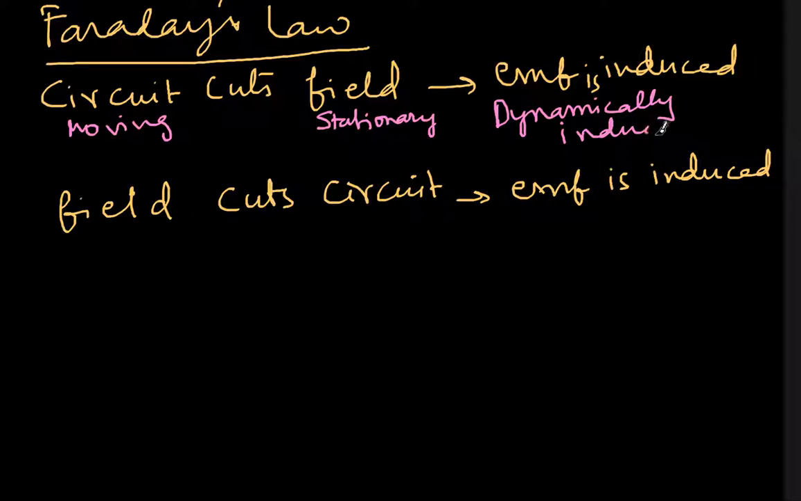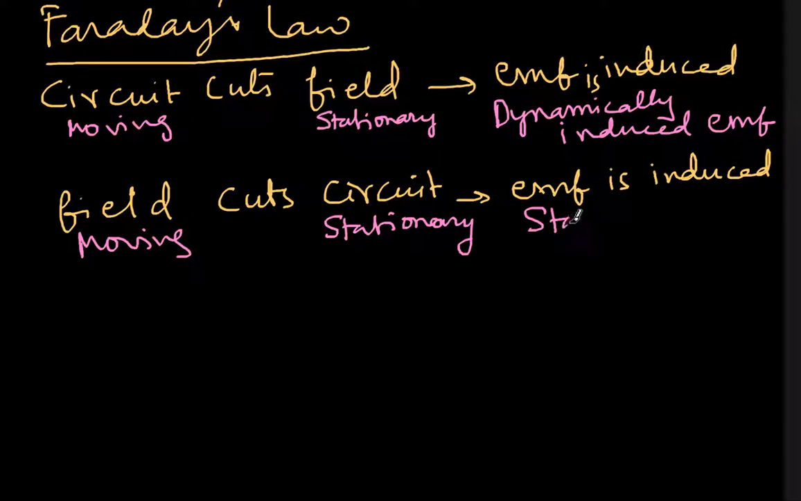Dynamically induced EMF. Whereas if you consider the other case, where the field is cutting the electrical circuit, the circuit is stationary and the field is moving, a magnetic field which is moving and cutting a stationary circuit gives what is called statically induced EMF. So there are these two types of induced EMF: dynamically induced EMF and statically induced EMF.